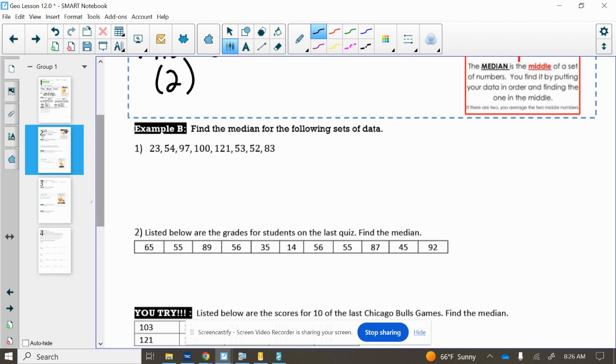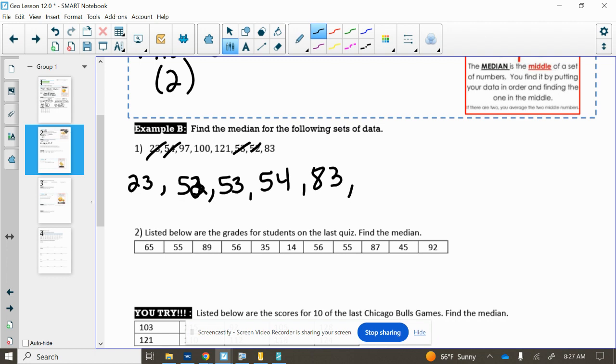So oftentimes, one step we need to do before we can actually find the median is put them in order from either smallest to largest or largest to smallest. I like to go small to large. So my smallest number in this data set is 23. And then next would be 52. And then 53. And then 54. And then 83 and 97. 100 and 121.